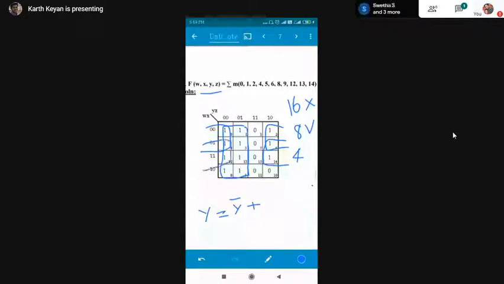We go with one more 4 cell. The grouping is going to be like this. This is going to be a group 2, or we will go with 1 by 1.